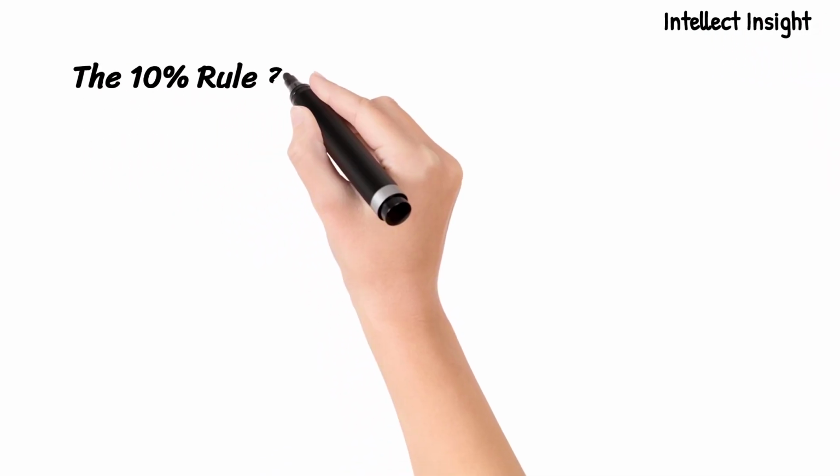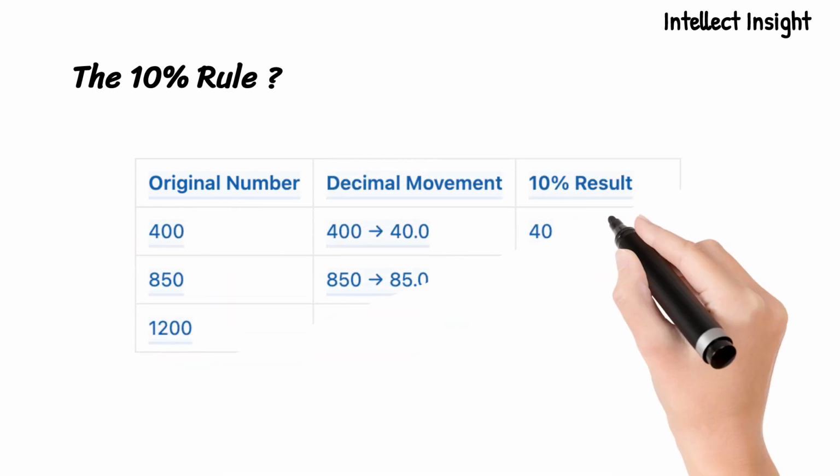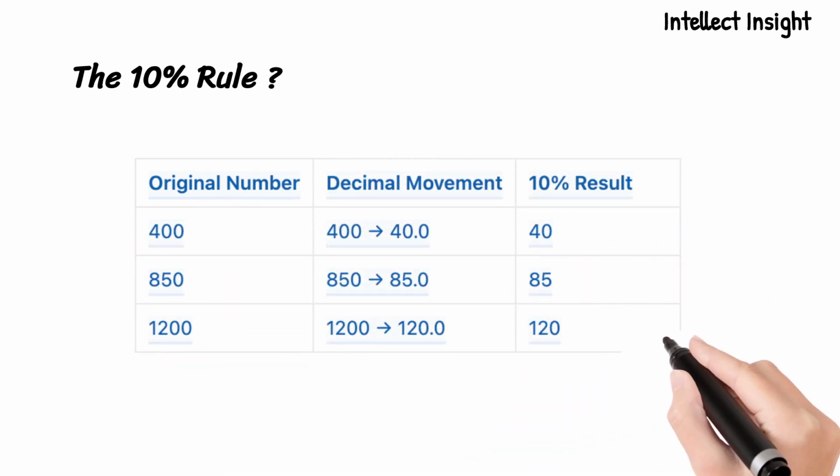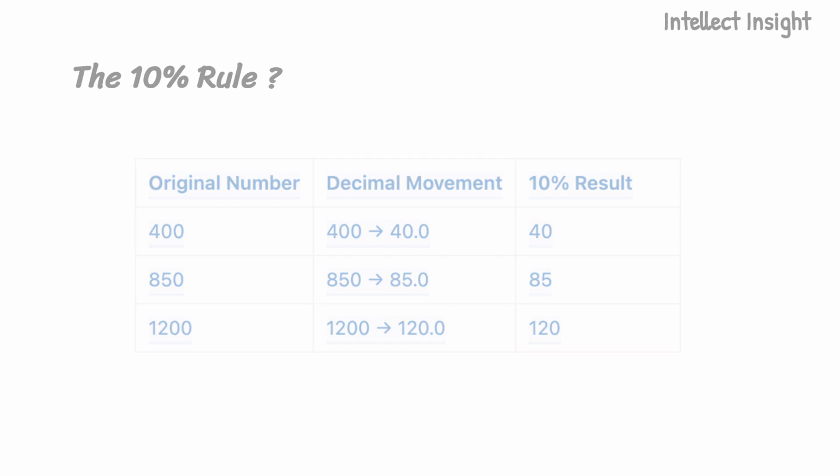Trick 1. The 10% rule. Move the decimal one place left to get 10%. Now let's see an example. 10% of 400. If you move the decimal to the left, it will be 40. That's your answer.